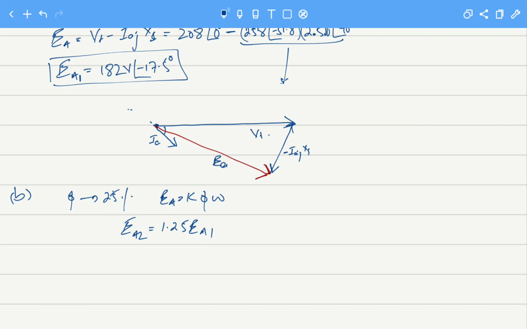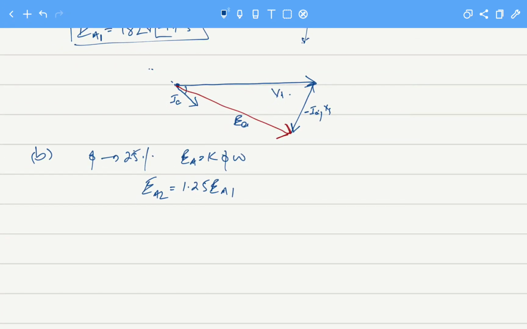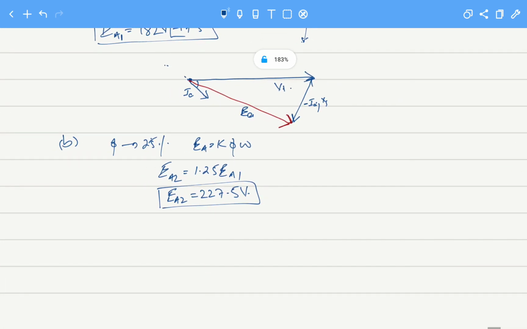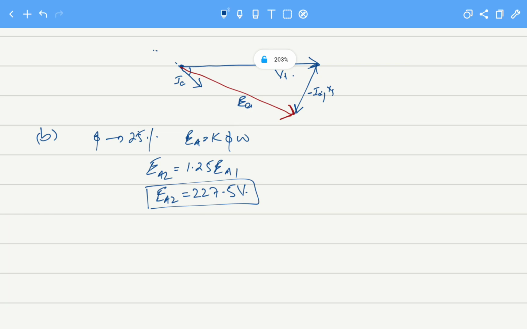Now when we have changed the field current, it has increased, and this value becomes EA2 equals 227.5 volts. So now this value has changed. Now what else would change for both the scenarios and for both the machines?